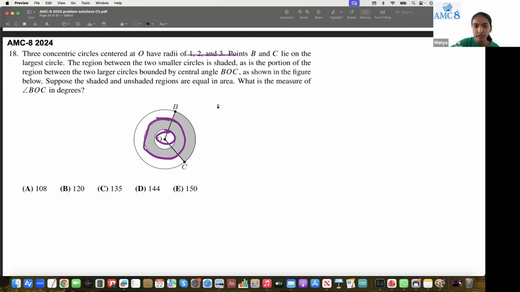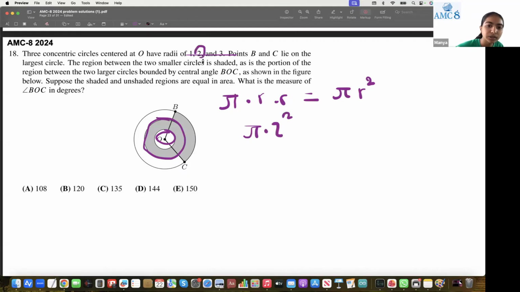We know that the radius is equal to 2, so we can do pi times r times r, which is the same thing as pi r squared. Right? Instead of writing pi times r, we just write pi times r squared. And if we multiply that, we should be getting pi times 2 squared, since we know that the mid value is equal to 2. So pi times 2 squared is equal to 4 pi.